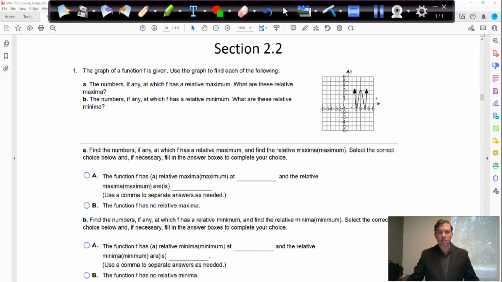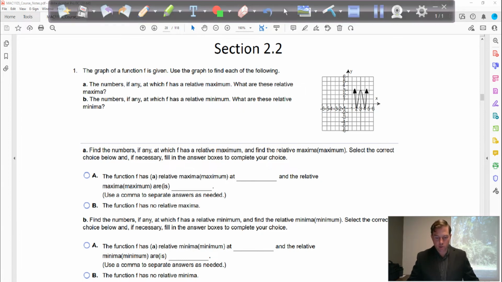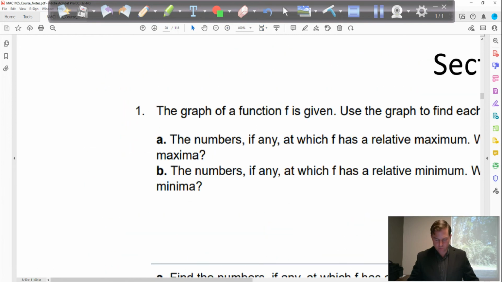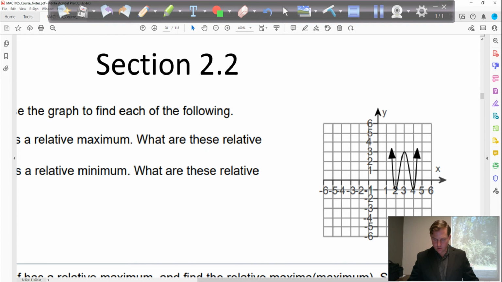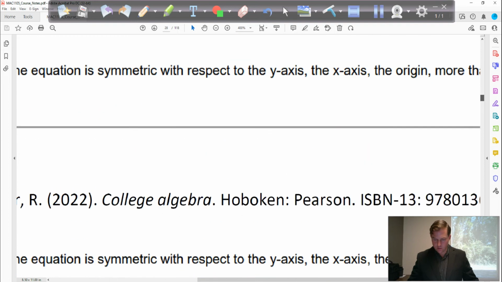All right, in section 2.2, we're going to continue with graphing, and we're going to look at some more concepts like maximums and minimums and increasing and decreasing and things like that. So let's take a look here in section 2.2. First thing I'm going to do, however, is zoom in a bit so we can get the picture blown up. Okay, that should work.